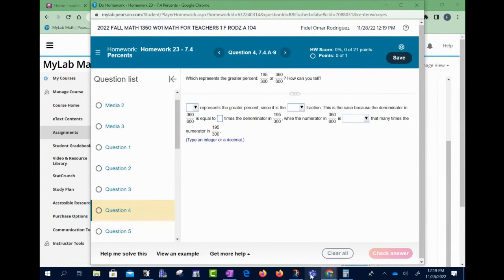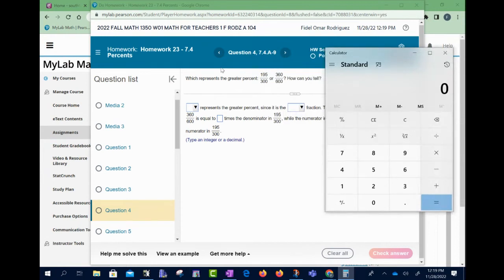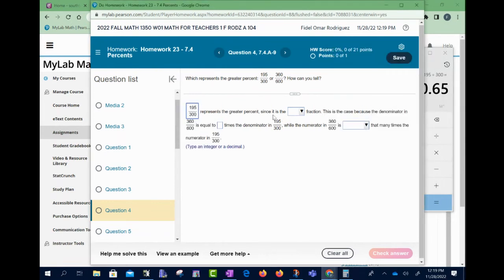Okay, so again, this is how I would do it, y'all. If I was doing this particular homework problem, the first thing I'd do is convert these both to percents. So 195 divided by 300 is 65%. And then 360 divided by 600 is 60%. I already forgot, what was the first one? 65%. Okay, so this is the bigger one. So the 195 is here.